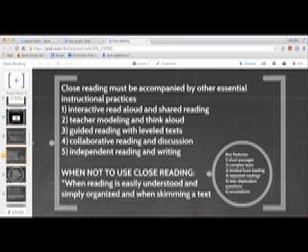Close reading must be accompanied by other essential instructional practices. For example, the interactive read aloud and shared reading, teacher modeling and think aloud, guided reading with leveled text, collaborative reading and discussion, independent reading and writing. When not to use close reading: when reading is easily understood and simply organized, and when skimming a text.